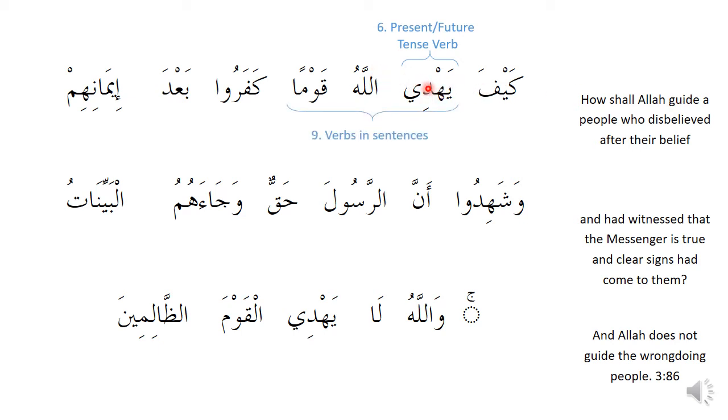There's another lesson here. The translation is how shall Allah guide a people? But in the Arabic, you see the word guide, Allah, people. So you can see the verb actually comes before. In the translation, it's Allah guide a people, but here it's guide Allah people. So in Arabic, in most verb sentences, the verb appears before the doer and the one it's being done against. So this is called a subject and this is an object.